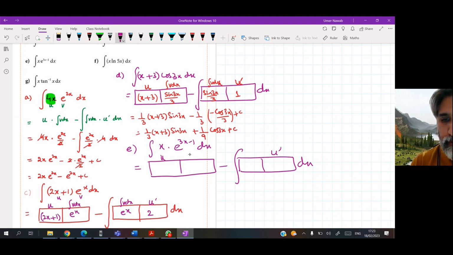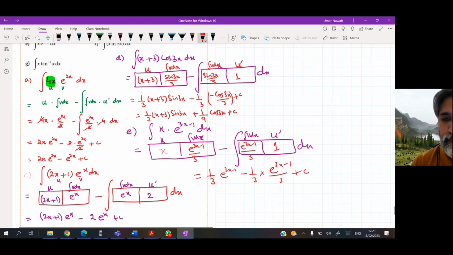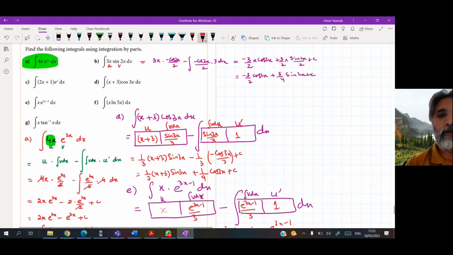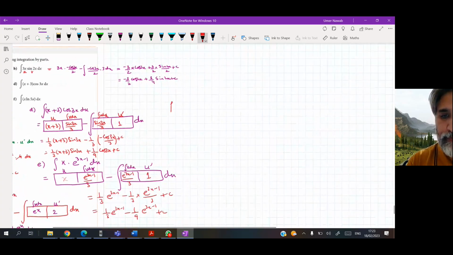U prime, integration of v, integration of v. Okay, u divided by 3, divided by 3. Like that. Now we come to the F part.